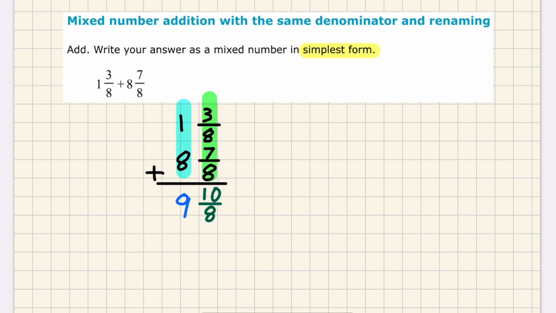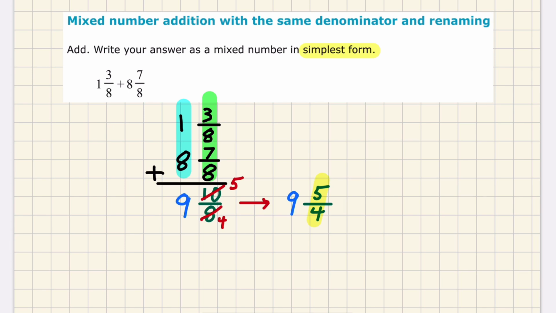From here, I notice two things. First, that the fraction 10/8 can be reduced because both 10 and 8 are divisible by 2. 2 goes into 8 4 times, and 2 goes into 10 5 times. And just with that simplification, I now have 9 5/4. But I also notice that 5/4 is improper. The numerator is bigger than the denominator.